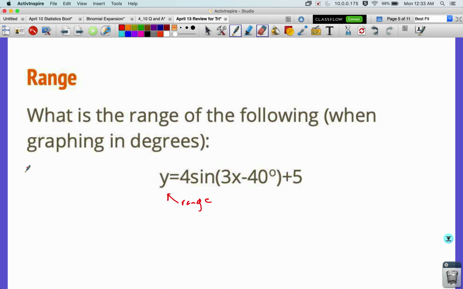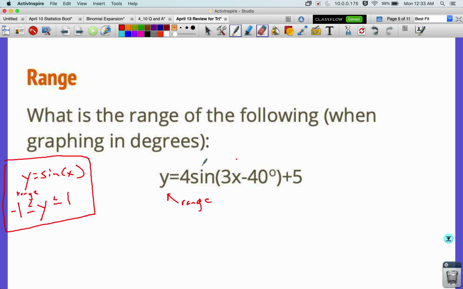All right, so normally if we just had y equals sine of x, doesn't matter degrees or radians, this has a range of -1 to 1. So that is the range of our parent function. Now this has been shifted. One thing that happened is that it's got an amplitude of 4. So if we just had y equals 4 sine of x, the amplitude moves 4 in both directions. So we're going to have our maximum be 4 higher, our minimum be 4 lower. So now our new range is -4 is less than or equal to y is less than or equal to 4.